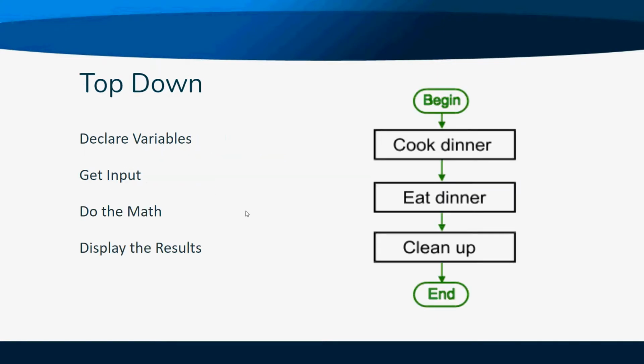Okay, so up until now we've been doing this top-down approach to programming. You have to do one thing before you do the next. In our case, we had to declare the variables, get the input, do the math, display the results. So from here on out, we're still going to be doing that, but we're going to add the ability to mix and match by the use of objects.